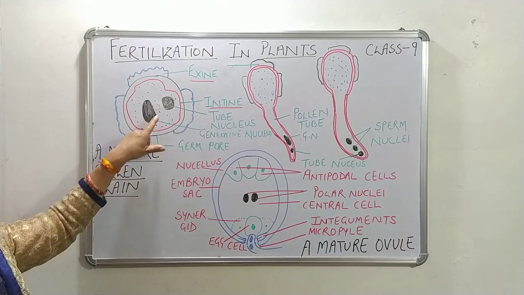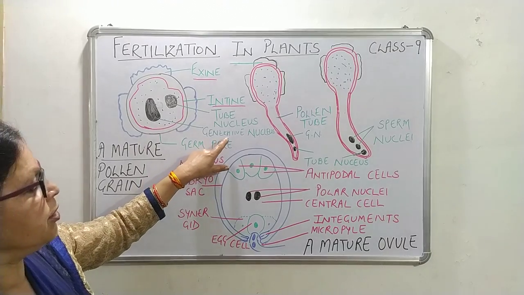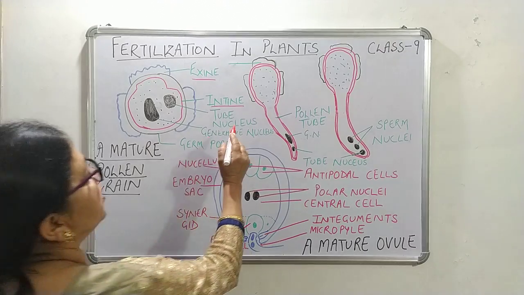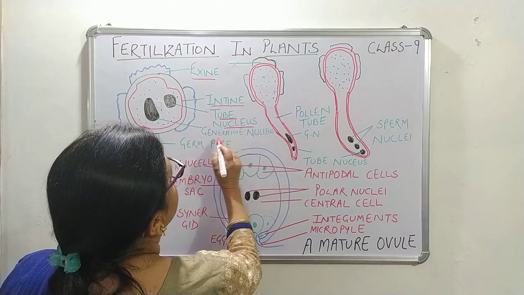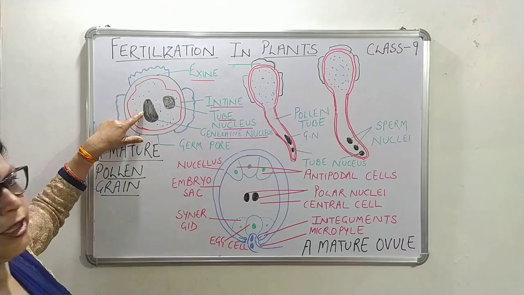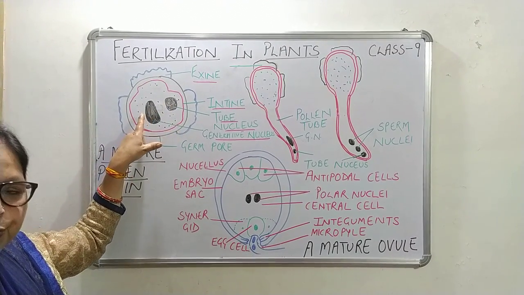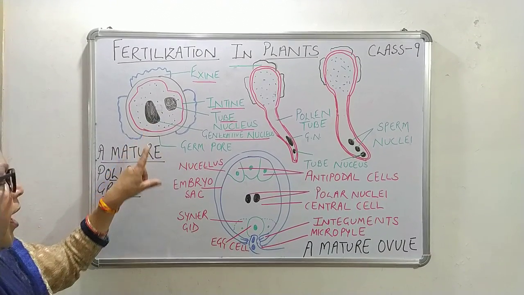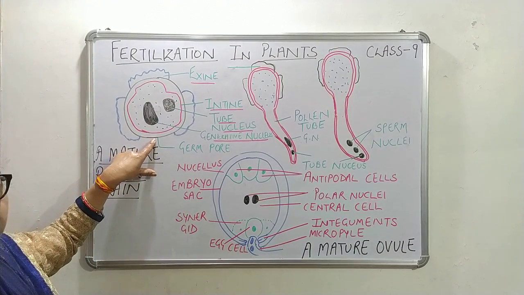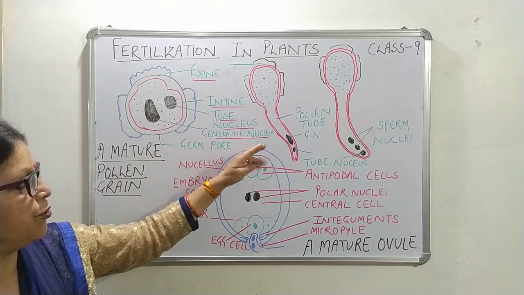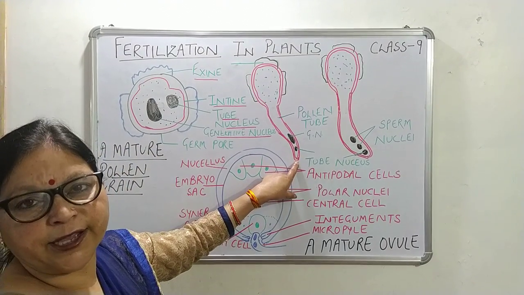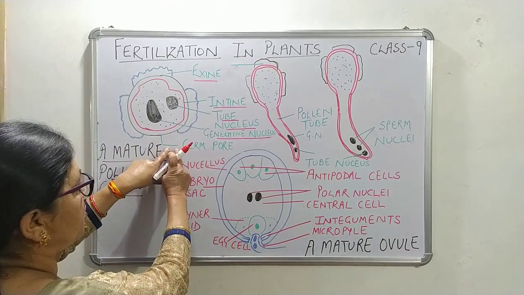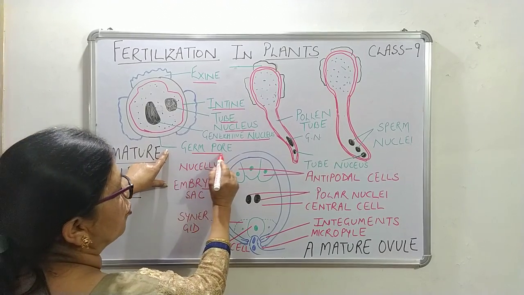The nucleus of the pollen grain has already divided, so two nuclei have been formed from one single nucleus. One is the tube nucleus and the other is the generative nucleus. And there is a germ pore from where later on the pollen tube will arise. This pollen tube will start germinating from a place called the germ pore.